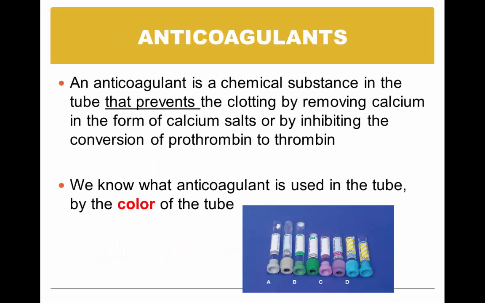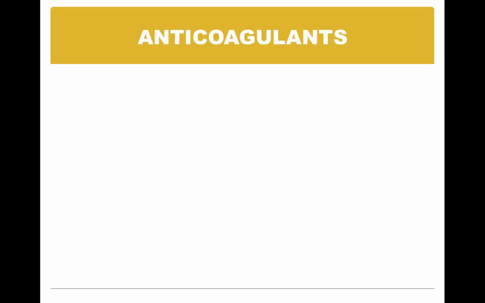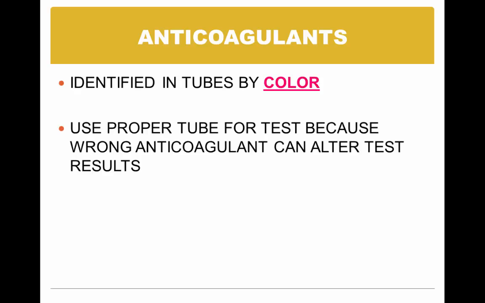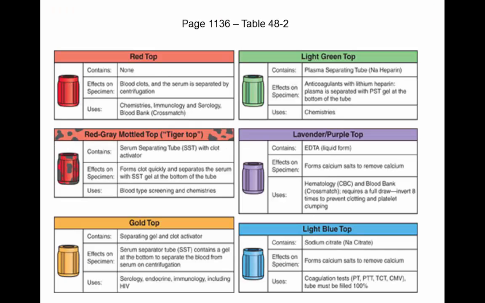An anticoagulant is a chemical substance in the tube that prevents clotting by removing calcium in the form of calcium salts or by inhibiting the conversion of prothrombin to thrombin. We know what anticoagulant is used in the tube by the color of the tube. Anticoagulants are identified in tubes by their color. You want to use the proper tube for the test because the wrong anticoagulant can alter the test results.